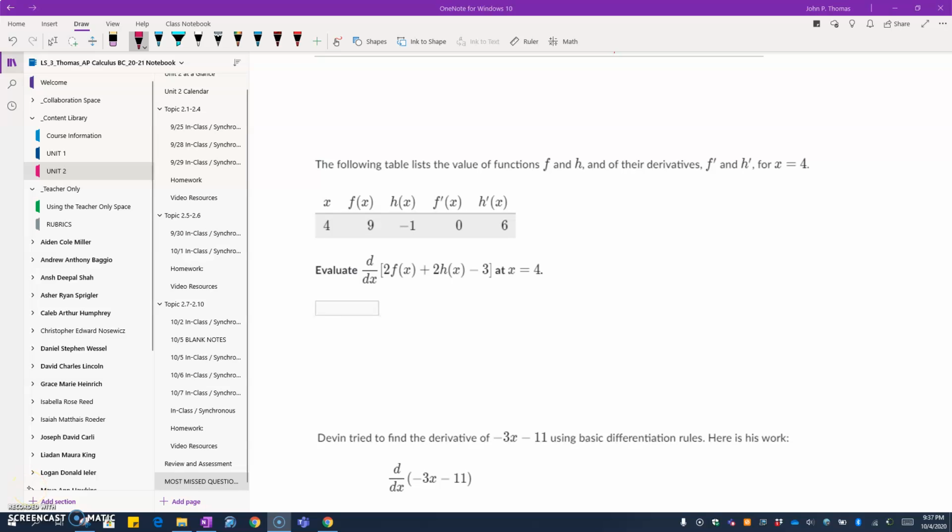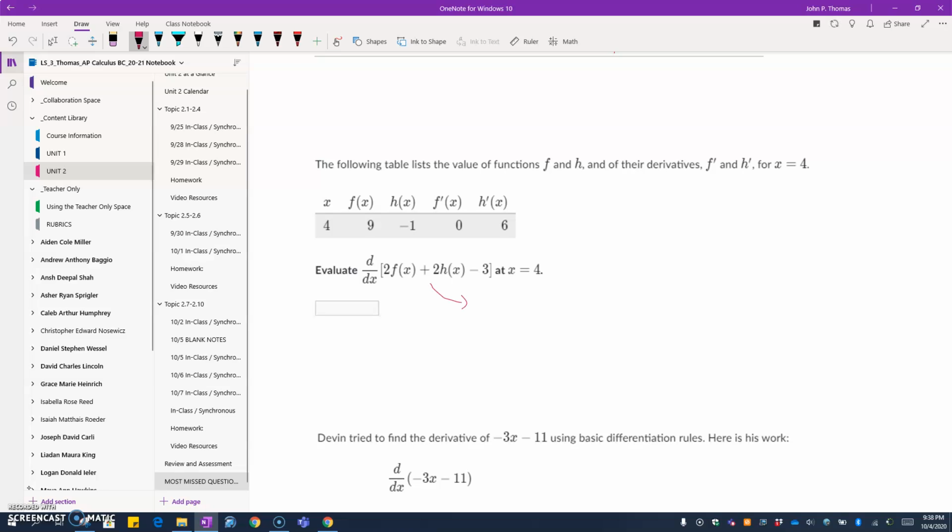Alright, so let's take a look at most missed problem number 10. This one says the following table lists the values of a function f and h and of their derivatives f prime and h prime for x equals 4. It says evaluate the derivative of 2f of x plus 2h of x minus 3 at x equals 4.